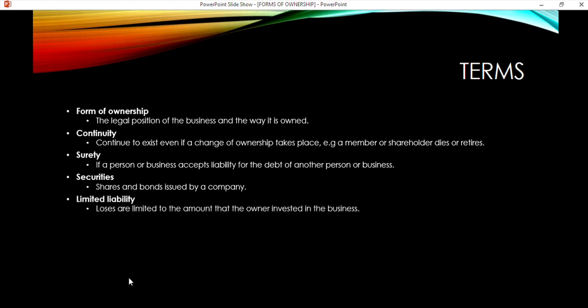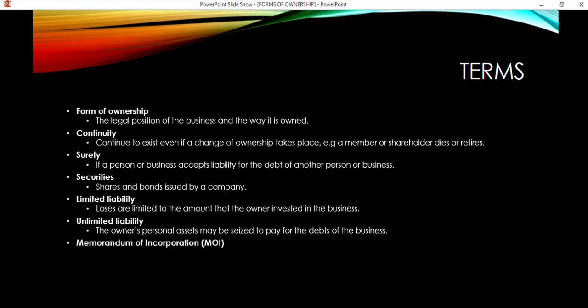Limited liability means you are only liable for a specific amount that you've invested. Okay, your losses are limited. So let's say as an owner you've invested $1 million, and then you're only liable for that $1 million. You can't be held liable beyond that point. Unlimited liability, on the other hand, means that if you are liable, they can take your personal assets and sell them in order to pay for the debts of the business. And that's not a good place to be in.